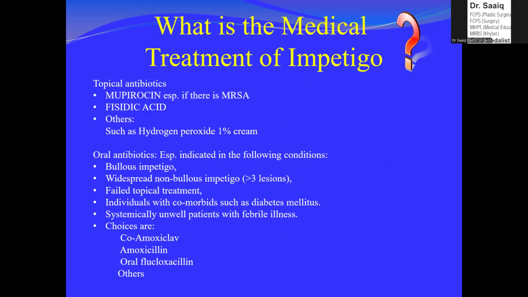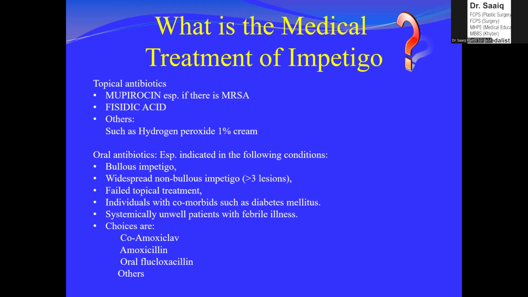The medical treatment is directed towards addressing the Staph aureus and Strep pyogenes infection. So we have two choices. Either we use topical antibiotics or we use systemic antibiotics. We may use the two in combination. Topically, mupirocin, fusidic acid, and other forms of topical antimicrobial agents are our choices. Systemically, we prefer to use oral antibiotics if the patient can tolerate oral. Injectables are indicated if the patient is not tolerating orally.